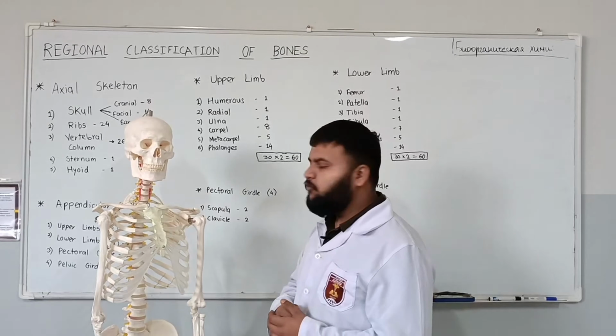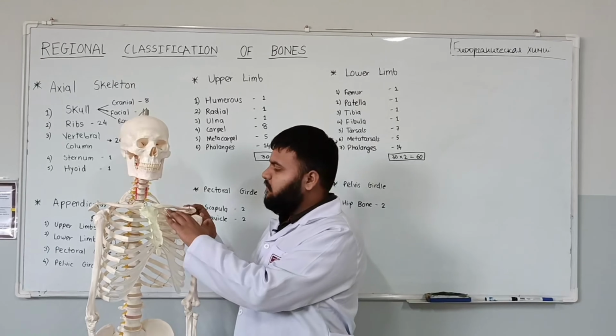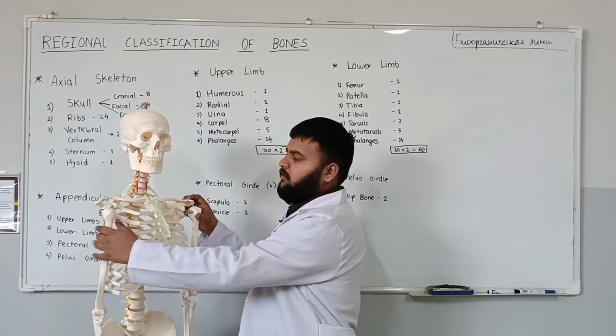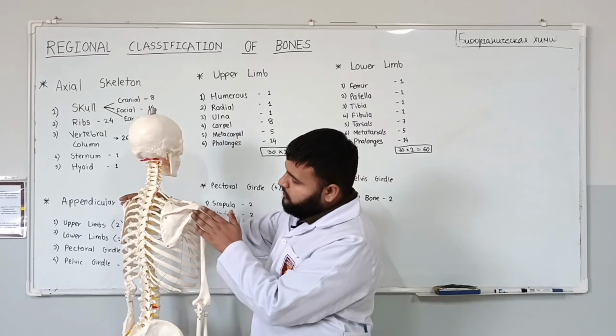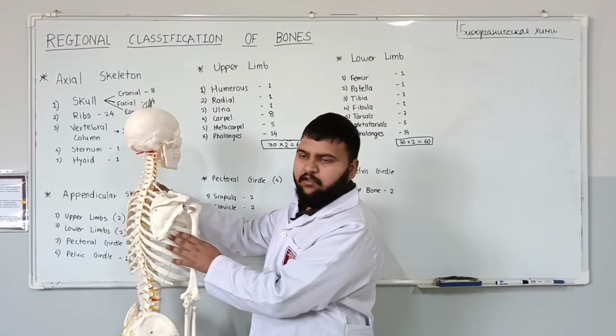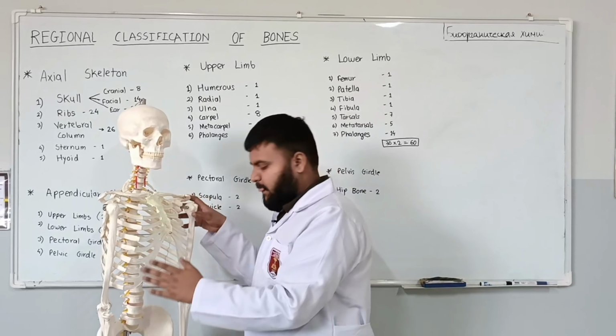So let's move on to our pectoral girdle. The horizontal bone you can see here is the clavicle, and behind it, the triangular bone you can see here is the scapula. The pectoral girdle consists of 2 clavicles and 2 scapulae.